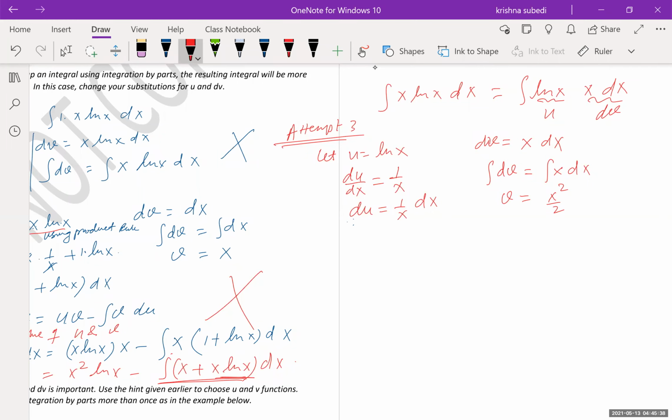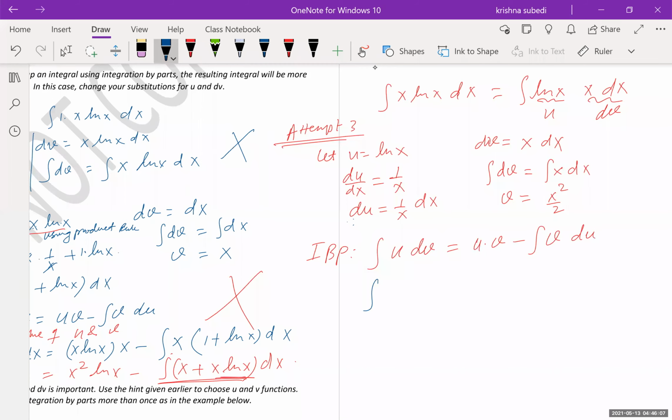Okay, like I said earlier, don't write plus c. Don't make your life difficult by writing c here and here, because at the end of the day, we're going to write that c at the end. Okay, now let's see what happens. So the formula IBP, the formula is integration u dv equals uv minus integration v du.